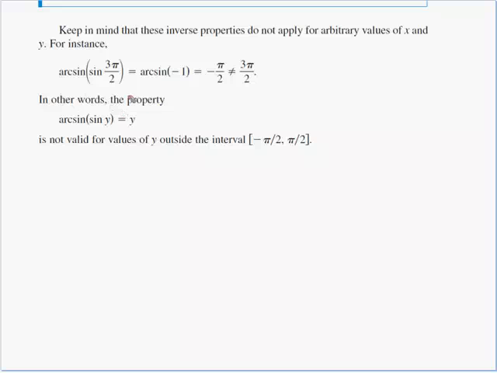And it does say below, in other words, the property, the arc sine of the sine of y equals y, is not valid for values of y that are outside of that interval from positive to negative half pi, quadrant 1 and quadrant 4.